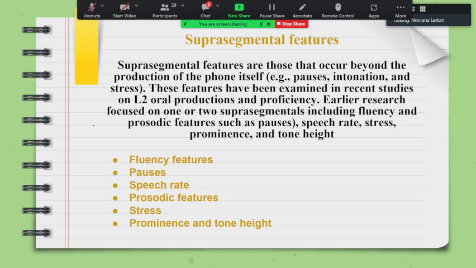And we have prominence and tone height. Prominence is an extension of primary stress because it is the syllable that carries the main stress in a tone unit.